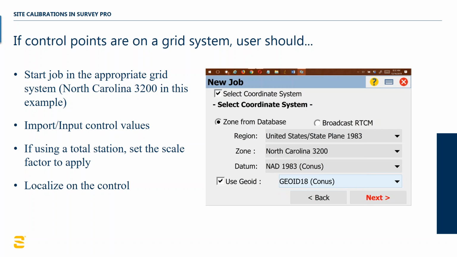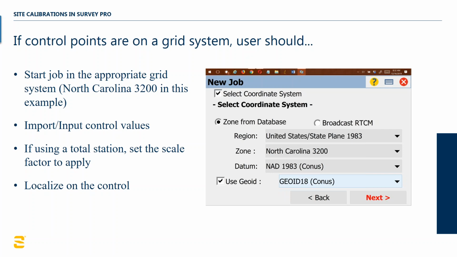If the control points are on a grid system, and this is typical of institutional type projects, maybe corridor projects by a DOT or water projects by a water utility, a lot of times their plans, their whole system is based on grid coordinates. And this is something that we run into a lot. How do I localize? Do I just treat this grid system as if it's on the ground and just localize to the local control? The answer is no, you don't.